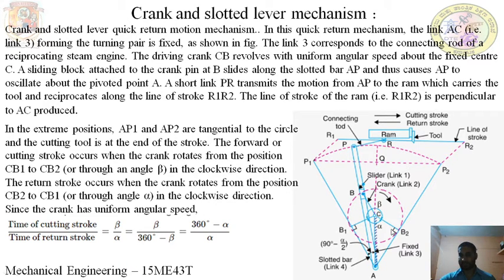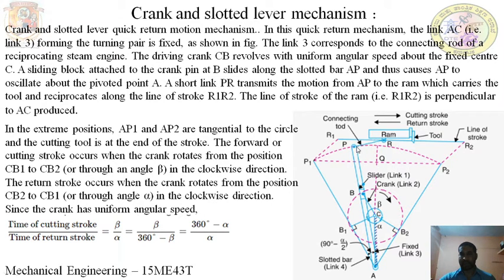So CB generates one circle, and the extreme positions AP1 and AP2 are tangential to it. You can see here, it is the start of the forward stroke and the end of the return stroke. Both extreme positions are tangential to the circle produced by the driving crank CB.